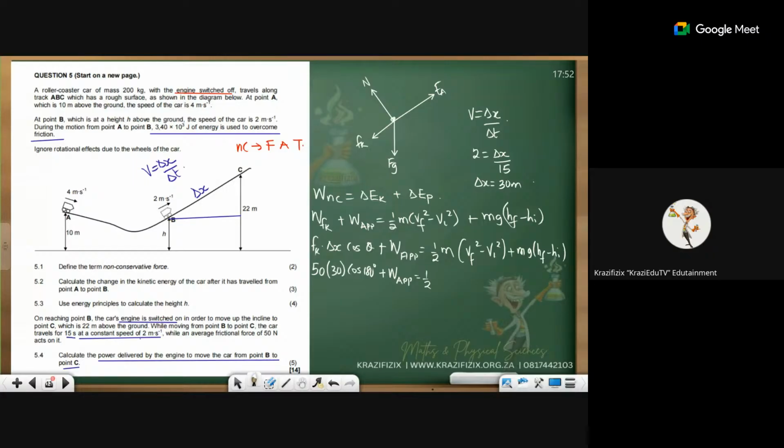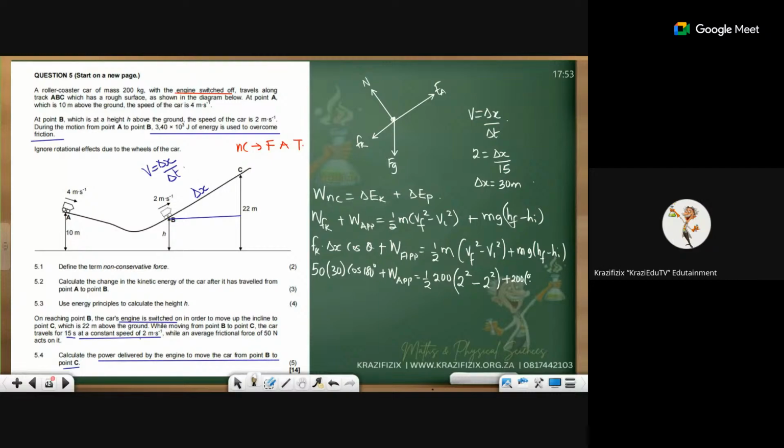Half. What is the mass? 200. Now, what's the final velocity? It's a constant speed. So my final velocity is what? 2 squared. My initial velocity is what? 2 squared that I'm dealing with, your 0 now, plus 200.